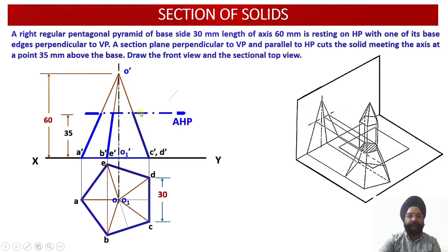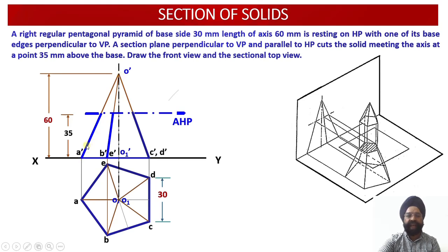Similarly, my cutting plane is cutting these slant edges O dash C dash and O dash E dash at these 2 points of intersection over there. So now we are going to do the naming of these points of intersection. Please see how many points of intersection there are.